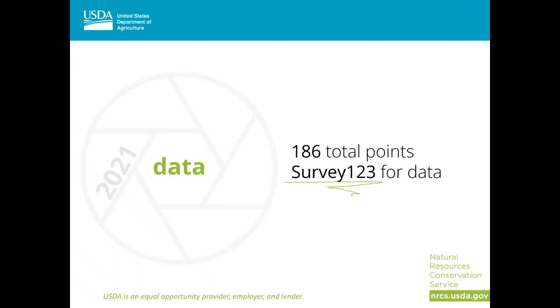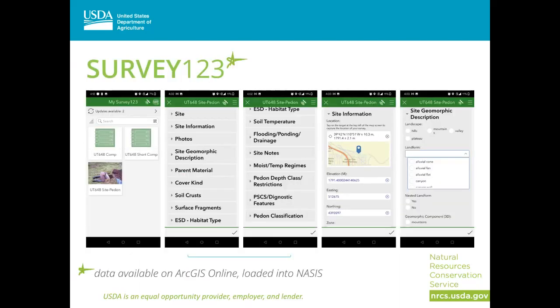So overall for the 2021 season, we captured 186 points. And the Price Utah crew used Survey123 for data capture. So I thought I would share what that looks like from our end. So Survey123 is an app that we downloaded to our personal phones.